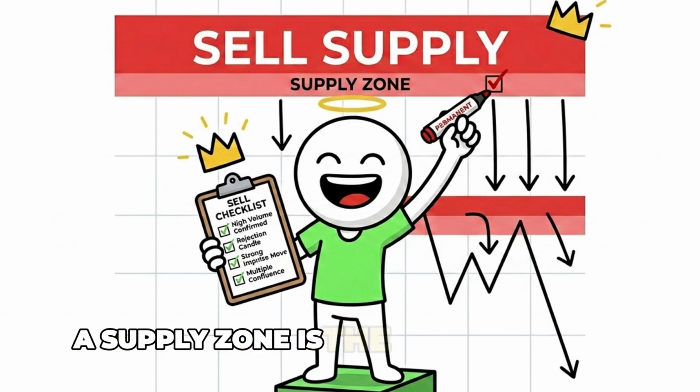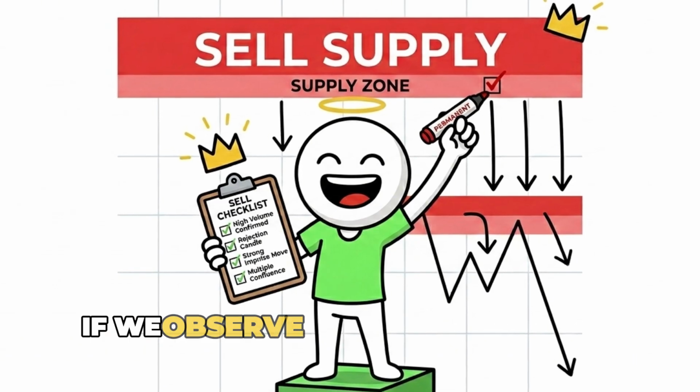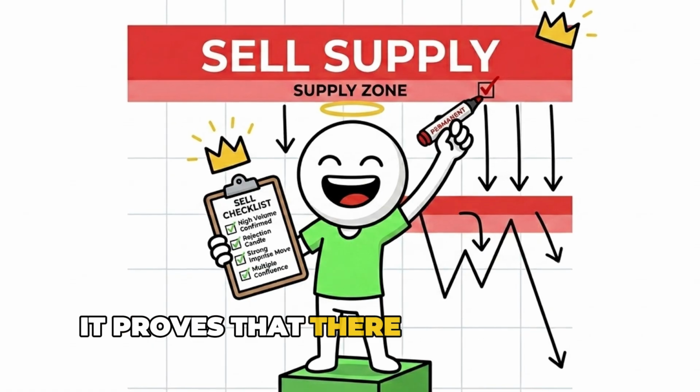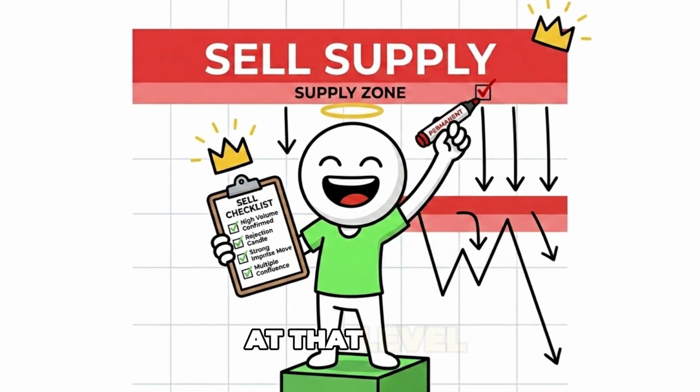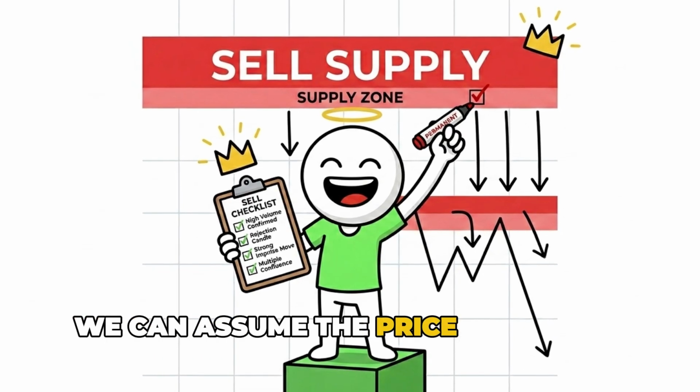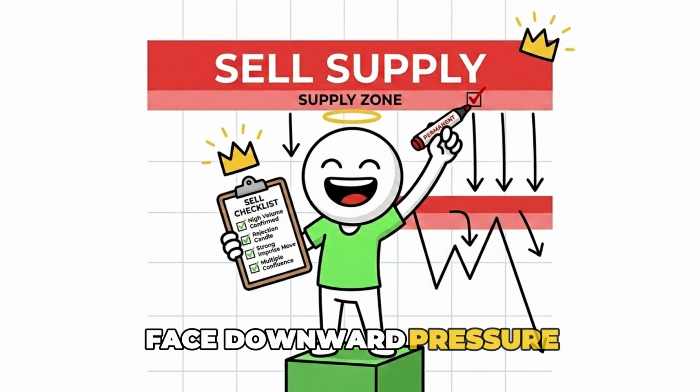A supply zone is the exact opposite. If we observe a large downward move originating from a certain point, it proves that there is significant selling interest at that level. If price ever retests that zone, we can assume the price will once again face downward pressure.